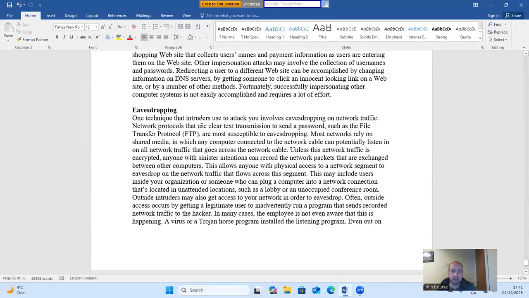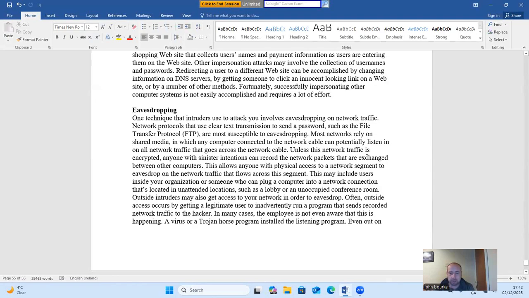Eavesdropping. One technique that intruders use to attack you involves eavesdropping on your network. Protocols that use clear text transmission to send a password, such as the File Transfer Protocol (FTP), are most susceptible to eavesdropping. Most networks rely on shared media, in which any computer connected to the network cable can potentially listen in on all network traffic that goes across the network cable.